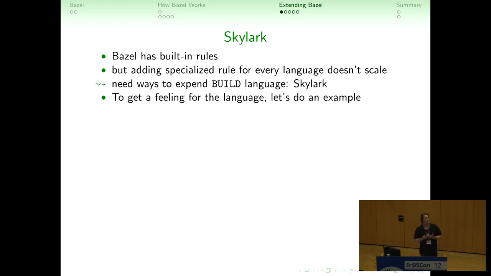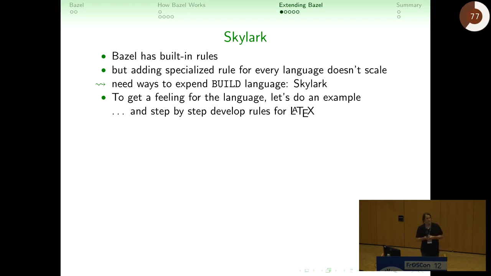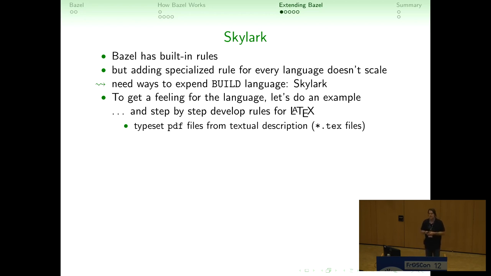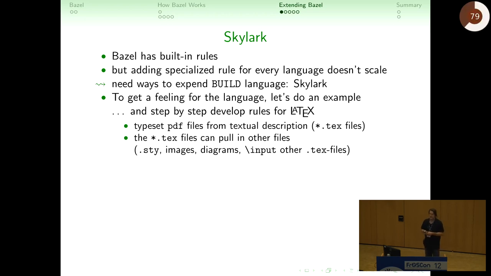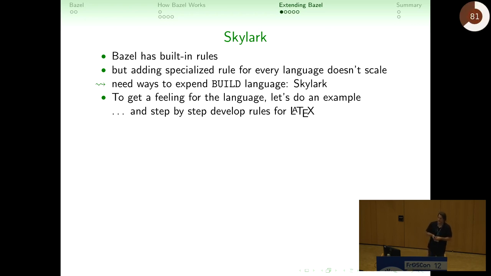Okay, and to give you a feeling of how Bazel can be extended and how that looks, let's do a simple example of something that is not a mainstream programming language. Say we want to develop rules for LaTeX. Not mainstream, but still Turing complete. But for the purpose of this talk, it's enough to know that LaTeX generates PDF files, like the slides I'm using, from textual description, TeX files, and these TeX files can refer to other files, images, diagrams, but also input other TeX files. And there's a sequence of commands you might want to execute in order to build it. But this talk is about the build system and not TeX.